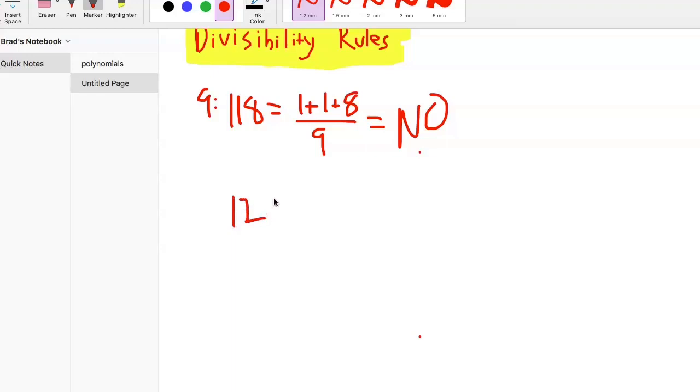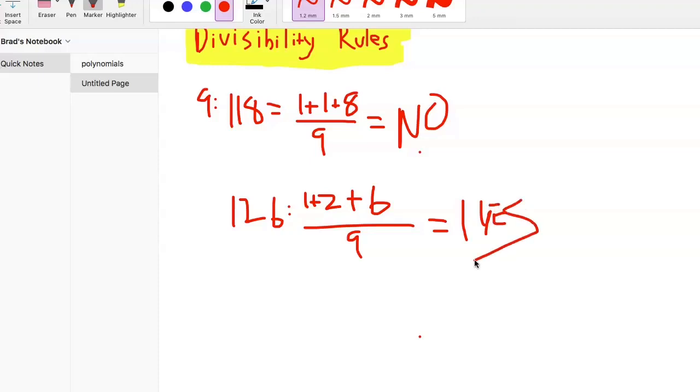All right, 126. We'll look at one more. Again, we add up the 3 digits, right? So we got 1 plus 2 plus 6 all over 9. Right, so 1 plus 2 is 3. 3 plus 6 is 9. So we have 9 divided by 9, which equals 1. And so this one is a yes, right? So 126 is divisible by 9, where 118 was not.